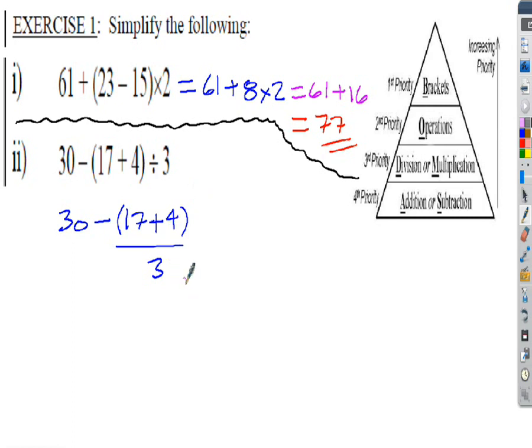So in this case, the precedent will lie with the bracket first of all. So let's simplify the bracket. So I'll end up with 30 minus 17 plus 4 is 21, and that's all divided by 3. Now my precedent lies with the division. So on the next line, 30 minus 21 divided by 3 is 7. And finally, undertaking the subtraction here, 30 minus 7 is 23.